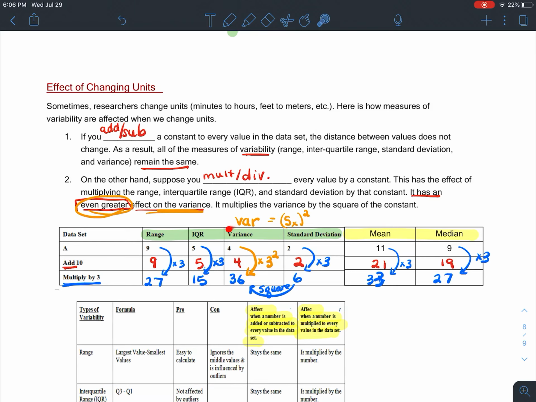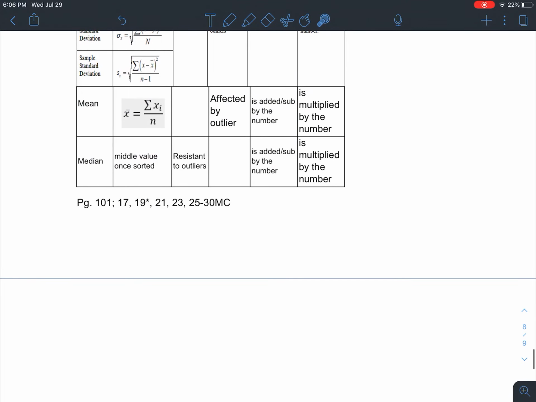So this is the only difference with measures of spread. If it's the variance, the number you're multiplying every piece of data by gets squared and then multiplied by your variance. All right, these problems down here are problems that you can now go ahead and try, that go with the problem.